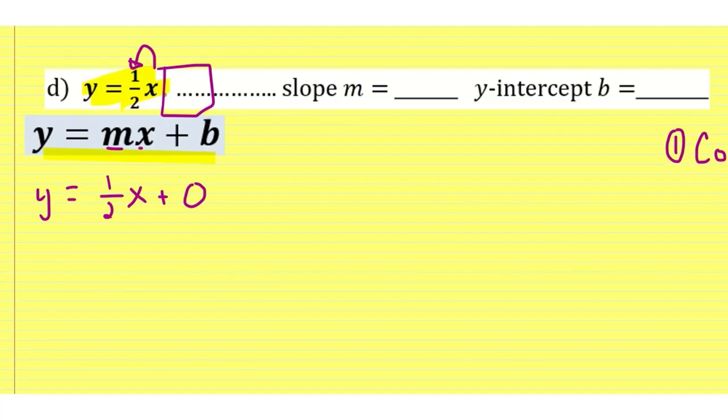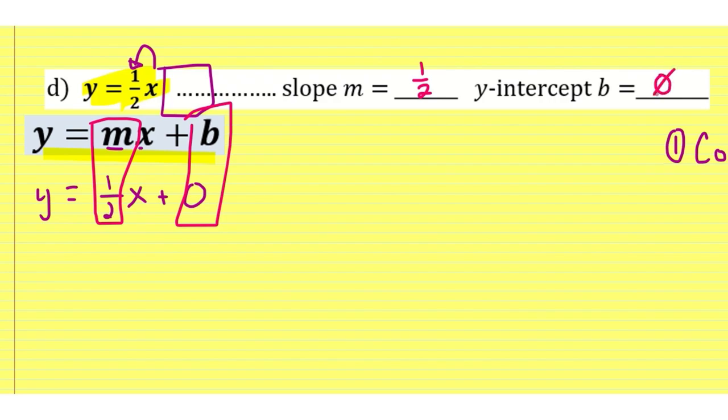So that means that we can identify that the 1/2 is in the m position and the 0 is going to be in the b position. So my slope is going to be equal to the 1/2 and my y-intercept is going to be equal to 0.